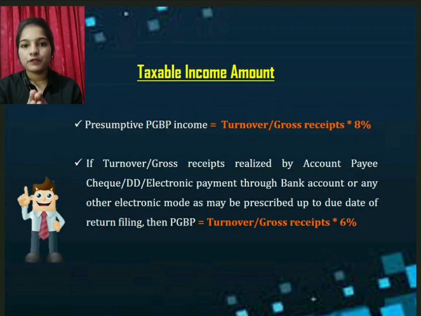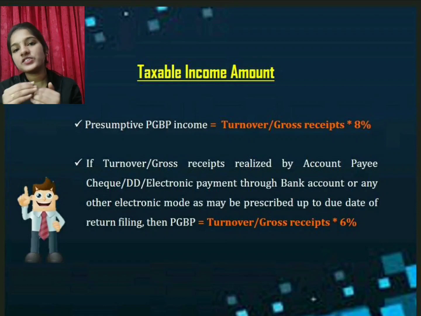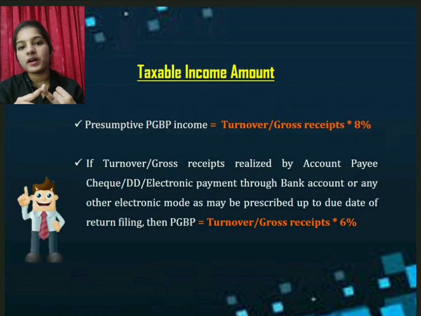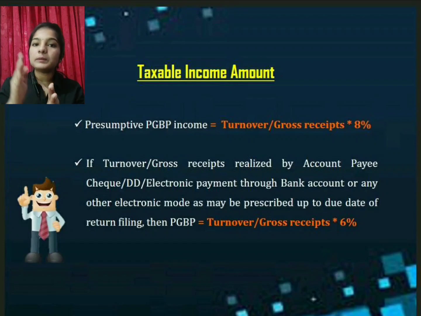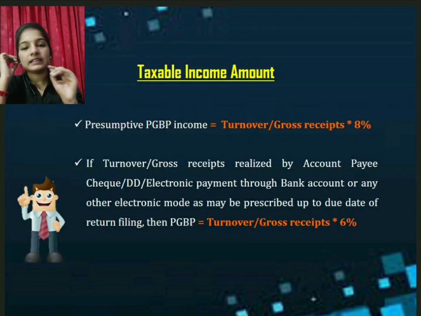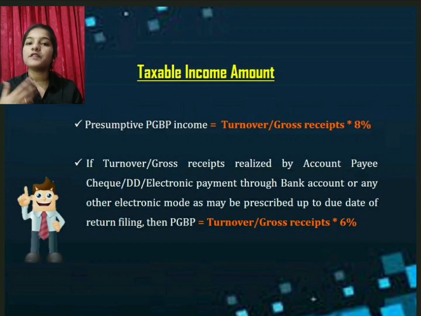So, if a business receives payments digitally through account payee cheque, account payee demand draft, electronic payment through bank account, or any other electronic mode as may be prescribed, then income will be presumed to be 6% of the total turnover of the SSC, and in any other cases it will be 8% of the total turnover of the SSC. This incentive was introduced in 2016 after the demonetization of currency and is applicable from 2016-17 financial year onwards.